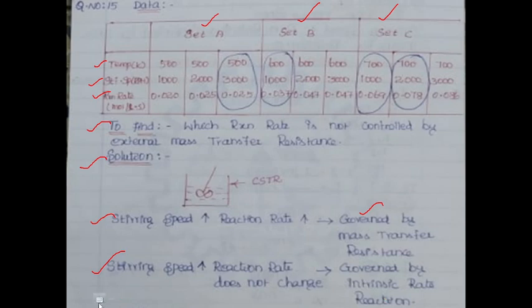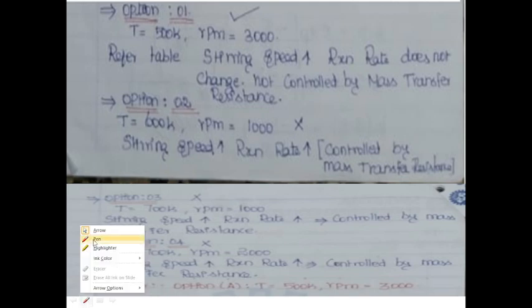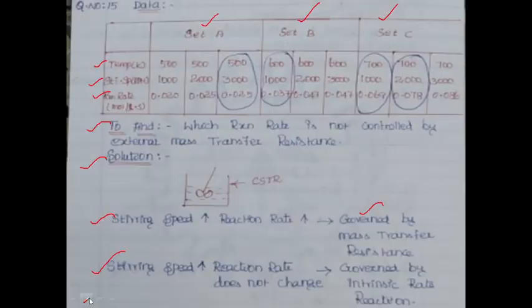So one by one we can check the options. Option 1, I already said, is the correct option for this question. How? In option 1, the temperature is 500 Kelvin and the RPM is 3000. Refer to the table. The temperature is 500 Kelvin, and the RPM increases 1000, 2000, 3000. What about the reaction rate? The first one is 0.020, the second one is 0.025, and the third one is also 0.025.